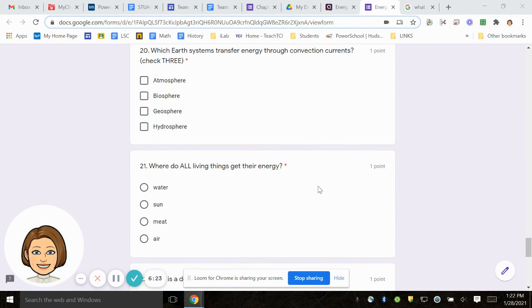Number 20. Which Earth systems transfer energy through convection currents? Check 3. Again, through convection currents. Atmosphere, biosphere, geosphere, hydrosphere.